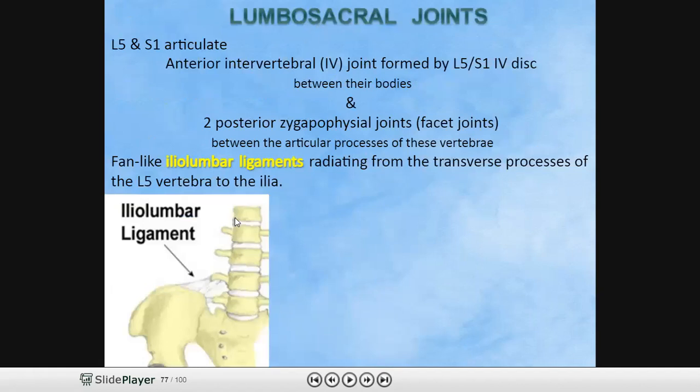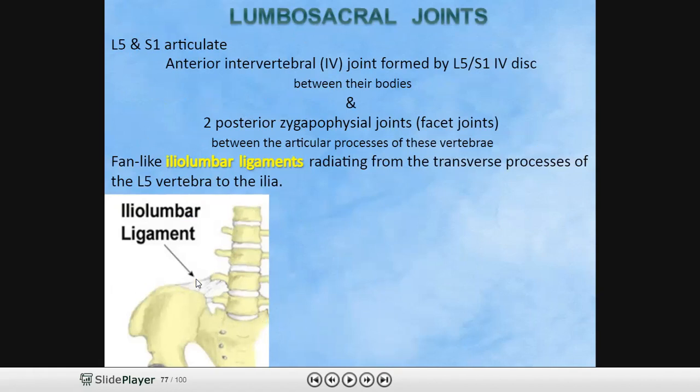Okay, now between the lumbar vertebrae and sacrum also there is a joint, that is lumbosacral joint between L5 and S1. So anterior intervertebral joint formed by L5 and S1, and here we have intervertebral disc between the bodies of L5 and S1. So two posterior zygapophyseal joints, that is facet joints between the articular process of these vertebrae.